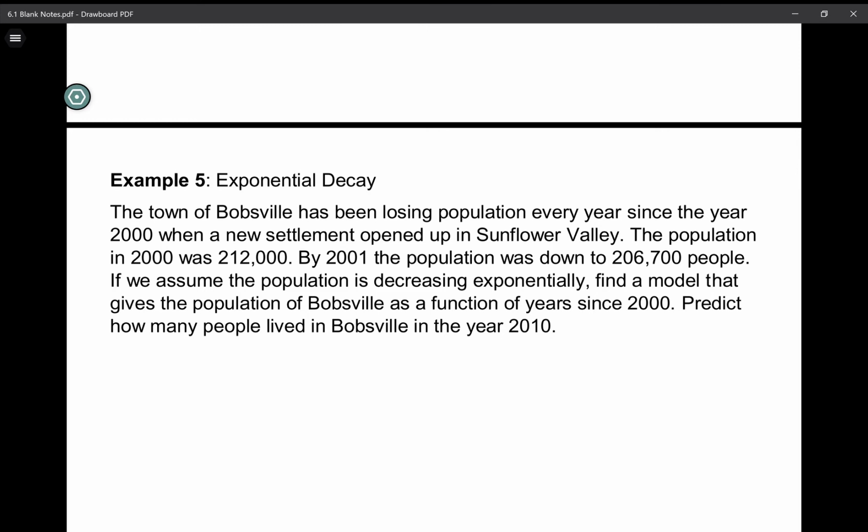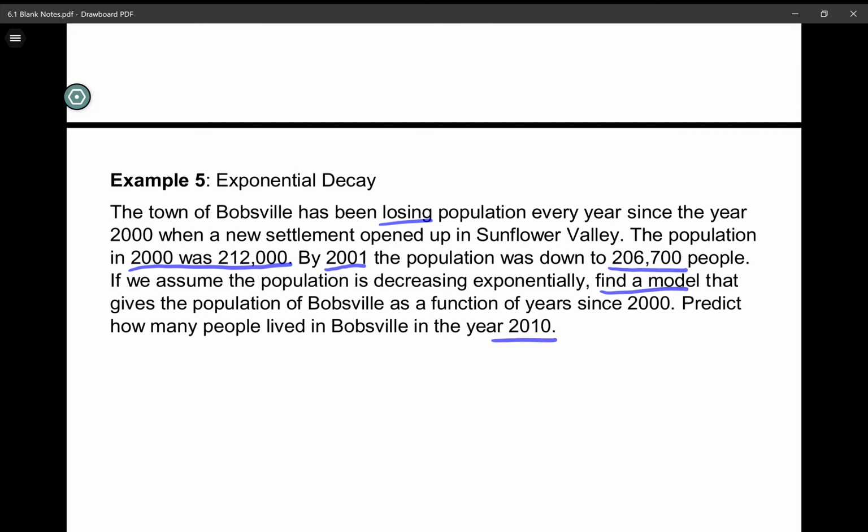So this one is a little bit harder than the previous one because the previous one gave us by what percent it was decreasing, and this one we have to figure that out. So let's write down what we know. Okay, we know it's losing population, so we know it's decay, right? We know the initial amount in 2000 was 212,000. We know that 1 year later it was 206,700, all right? We have to find a model and use that to answer a question about 2010.